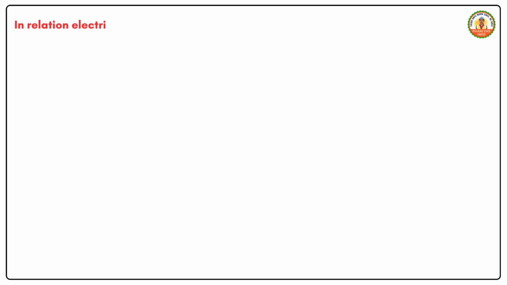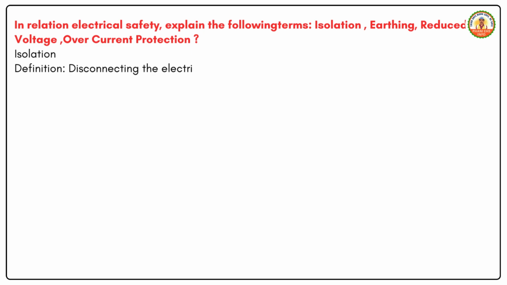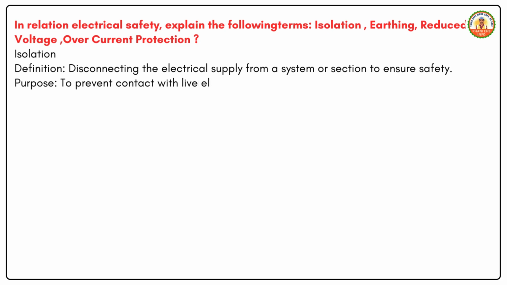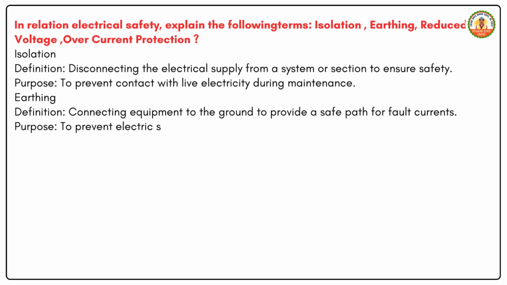In relation to electrical safety, explain the following terms: isolation, earthing, reduced low voltage, over current protection. Isolation. Definition: disconnecting the electrical supply from a system or section to ensure safety. Purpose: to prevent contact with live electricity during maintenance. Earthing. Definition: connecting equipment to the ground to provide a safe path for fault currents. Purpose: to prevent electric shock by safely directing fault currents to earth.